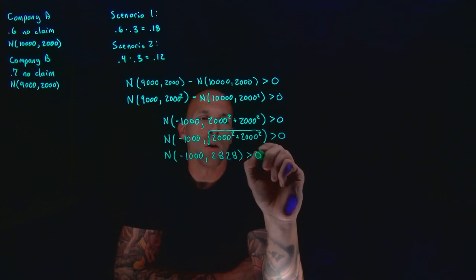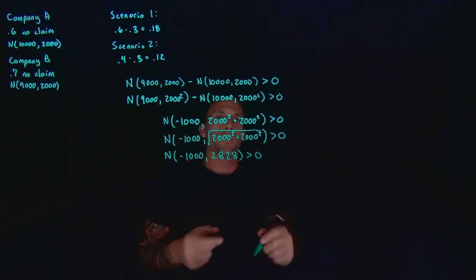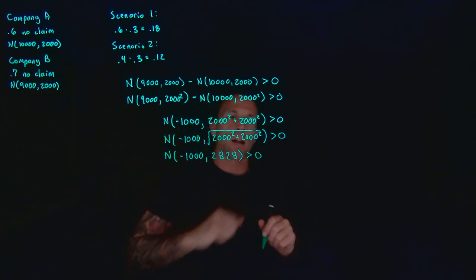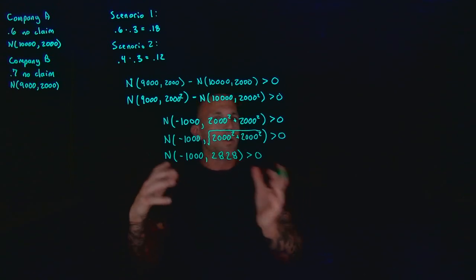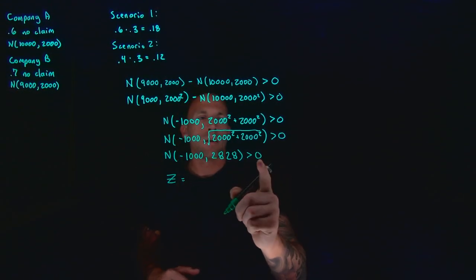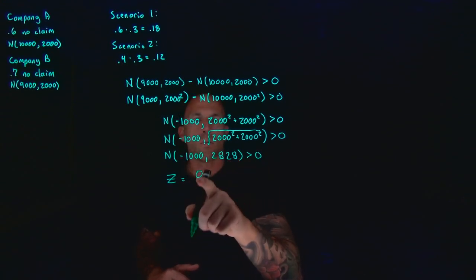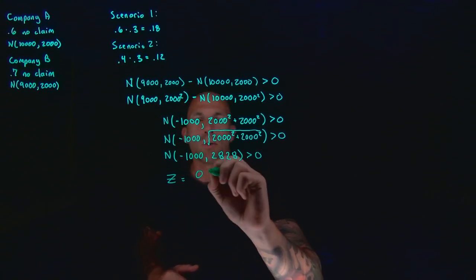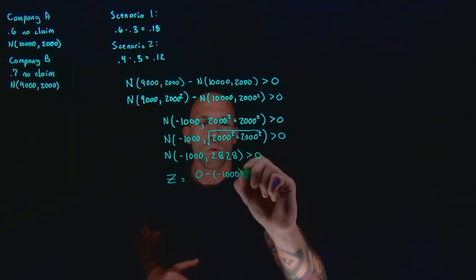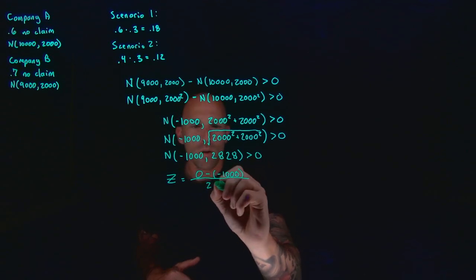So we want to know at what point is this new normal distribution we've created by combining the two we were given, at what point is that going to be greater than 0? So now we can go to the z-score. Our z value will be the point that we care about, the value of x. So we want to know greater than 0, so we do 0 minus negative 1,000 over 2,828.